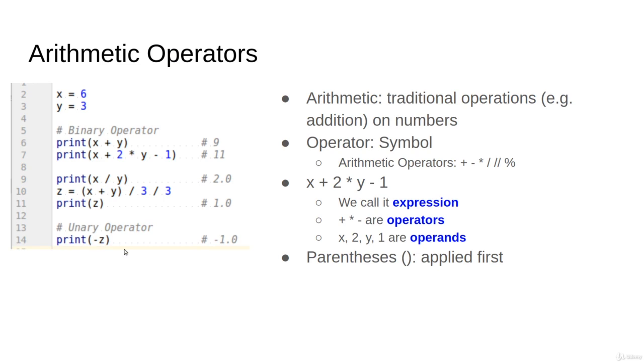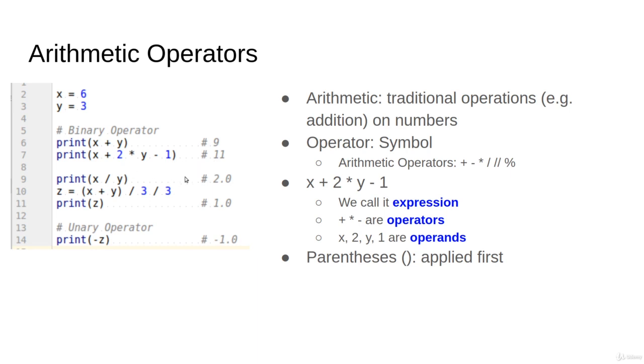So we can now read this program and understand it already. We have here a couple of variables. Then we say x plus y. This is an arithmetic operation. Plus here is the operator. It is a symbol. And the x and y, we call them operands. Something like x plus 2 times y minus 1, we call it an expression. It can be as simple as a single integer, but it can also be a bunch of operations like that.